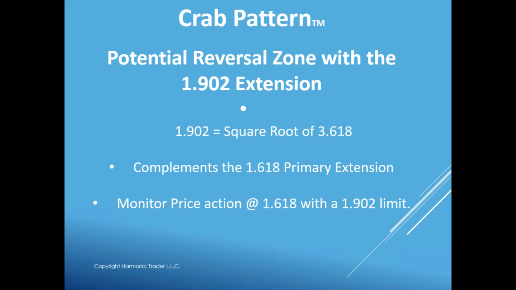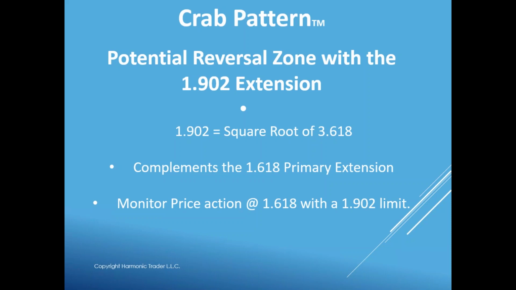Now, the 1.902 is the square root of the 3.618. The 3.618, that's one of our more extreme measurements, and it definitely complements the 1.618 primary extension that we look at in this pattern. The key is to monitor the price action at that 1.618 and utilize a 1.902 immediate limit. So what does that mean?